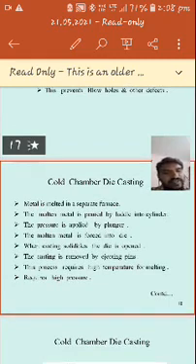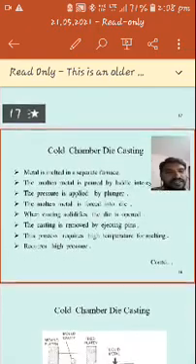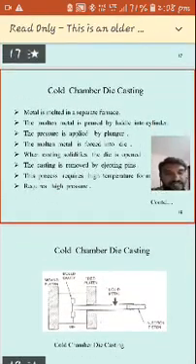A pressure is applied by a plunger. Once the force is applied by the plunger, the metal is forced into the die. See here in the figure, the liquid metal is there. The liquid metal is poured here.